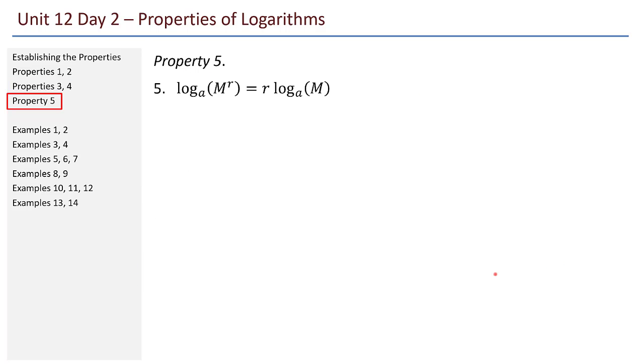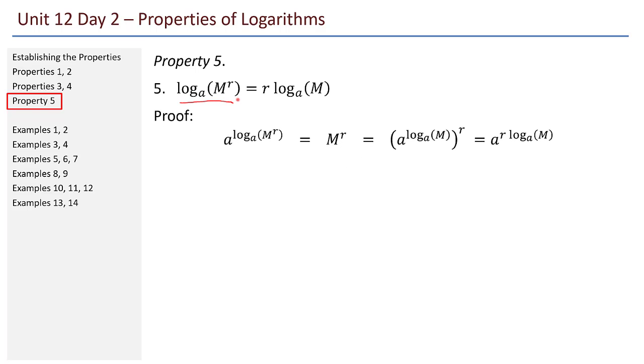Property 5. I like this property a lot. So log base a of m to the r equals r times log base a of m. It's like this r in the exponent has traveled in front to become a multiplier in front. So why is this true? Well, the proof is actually very similar to the ones before.